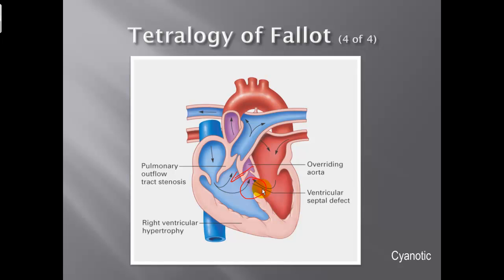And what this causes is deoxygenated blood shunting in with the oxygenated feed. Depending on how severe this hypertrophy is, or this pulmonary artery stenosis is, and how big this is, depends on how many symptoms your patient is actually having.